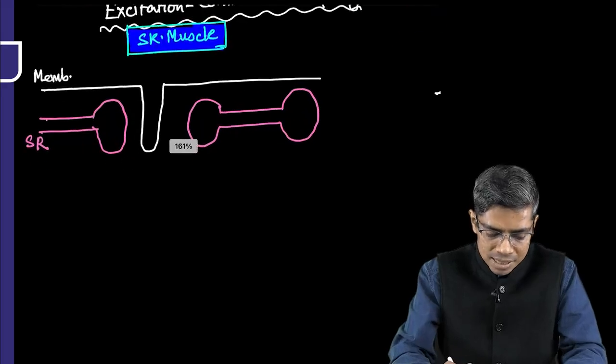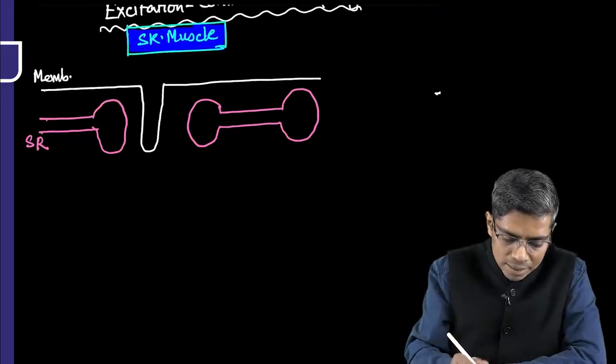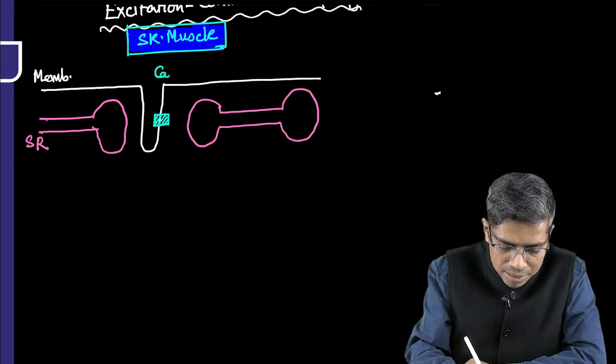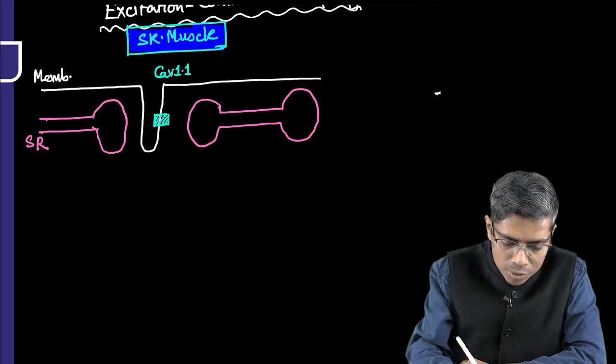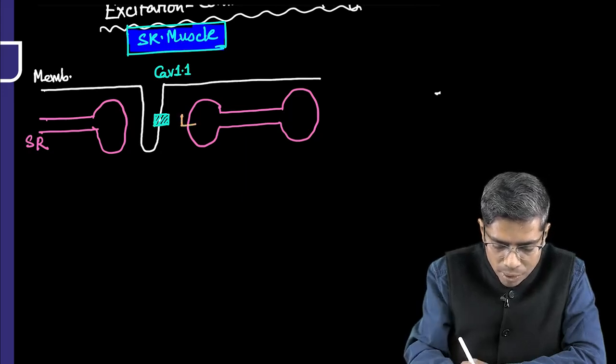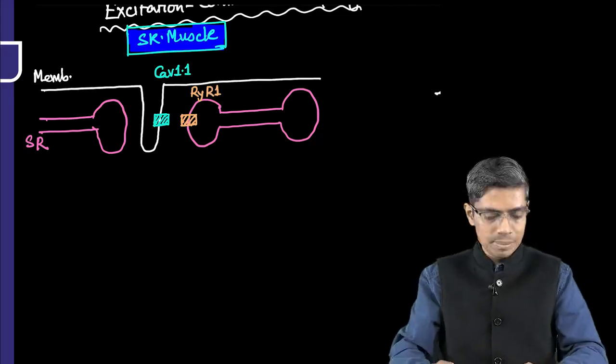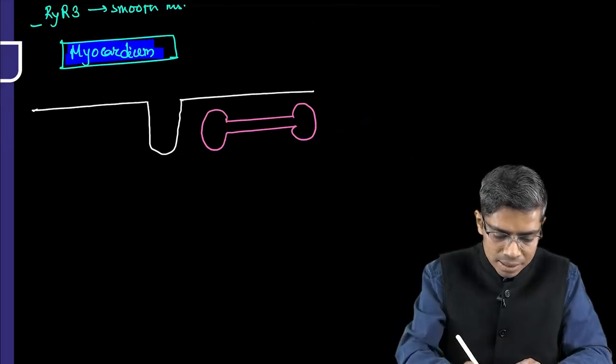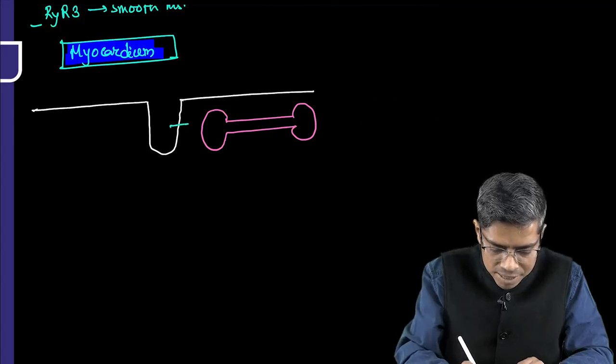Now, this T tubule will contain the calcium channel that we have discussed earlier. So which type of calcium channel could you require? This is CAV 1.1, and just opposite to this there will be RYR channel. So this is my RYR channel, but here it is RYR1 type of channel. Am I clear? Okay.